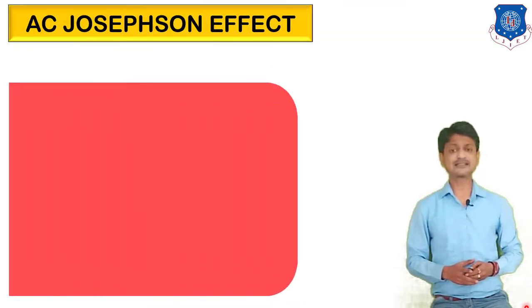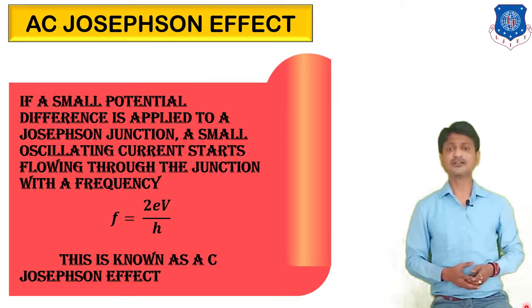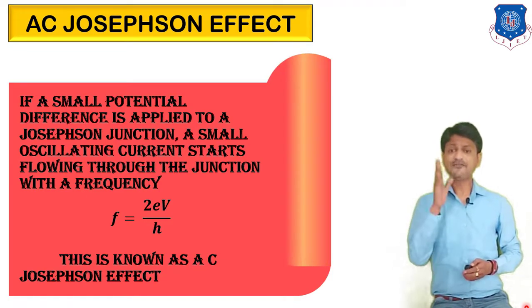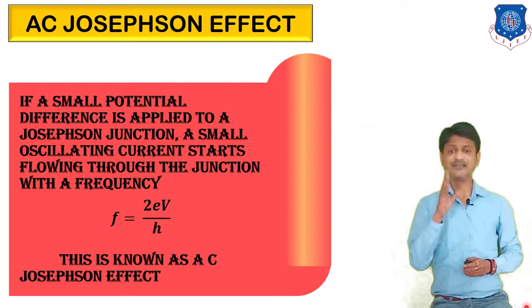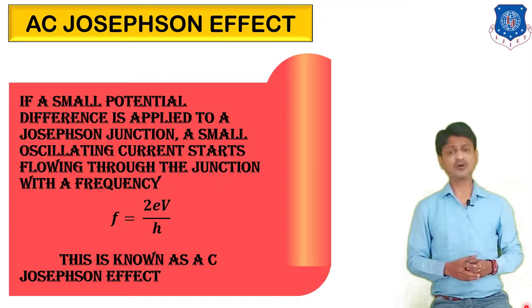Now, let's discuss AC Josephson effect. Here, if a small potential difference is applied to a junction, then a small oscillating current starts flowing through the junction with a frequency f equals 2eV by h, where eV stands for electron volt. That is nothing but the energy absorbed or released by the electrons at a potential difference of 1 volt. So, this effect is known as AC Josephson effect.